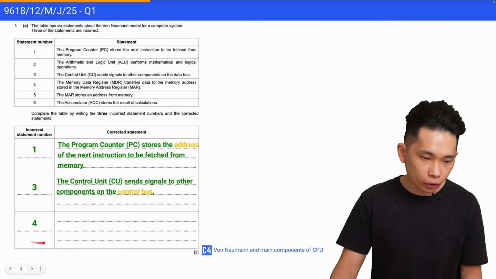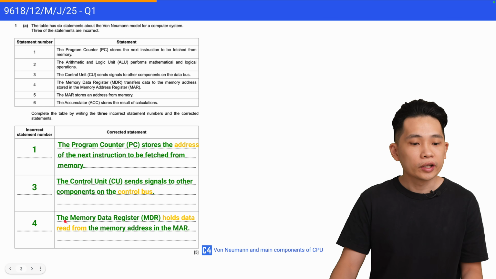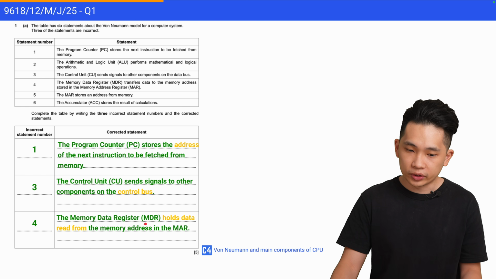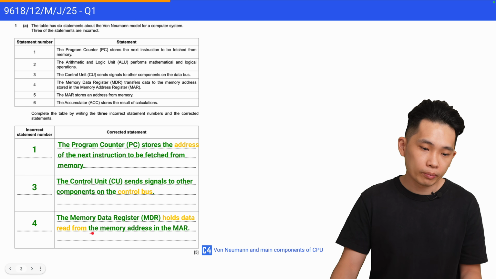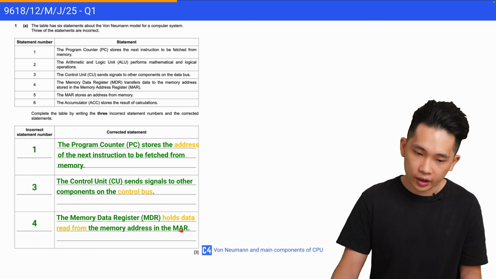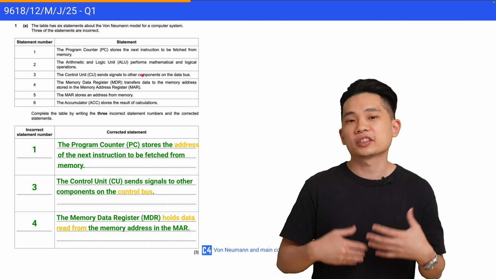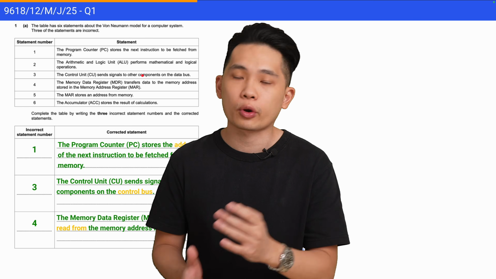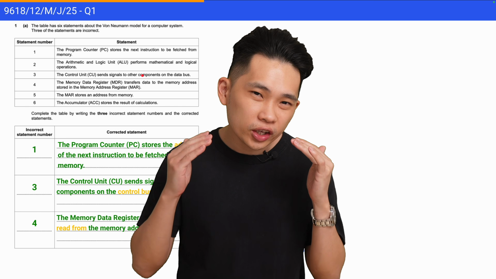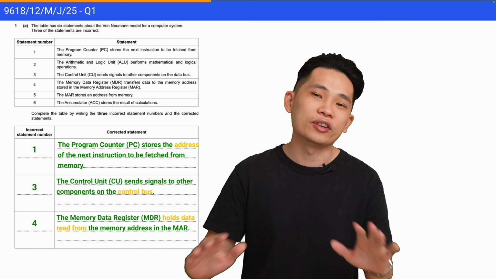And the last incorrect statement will be statement number 4 here. The memory data register MDR holds data read from the memory address in the MAR. So it holds data, not transfer data here. So this is how you can get 3 full marks for this question here. As long as you know what each component does, this is just a definition question.